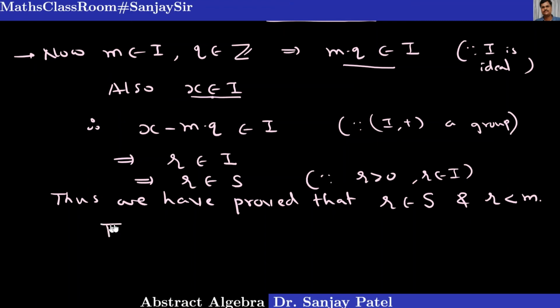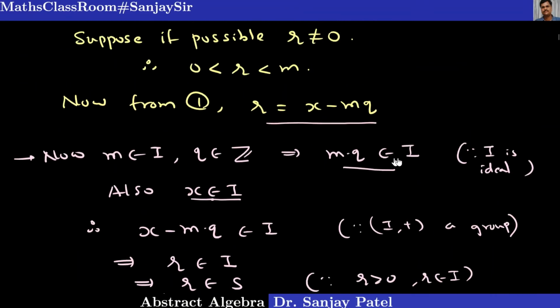This contradicts result star. What is star? The star is this.